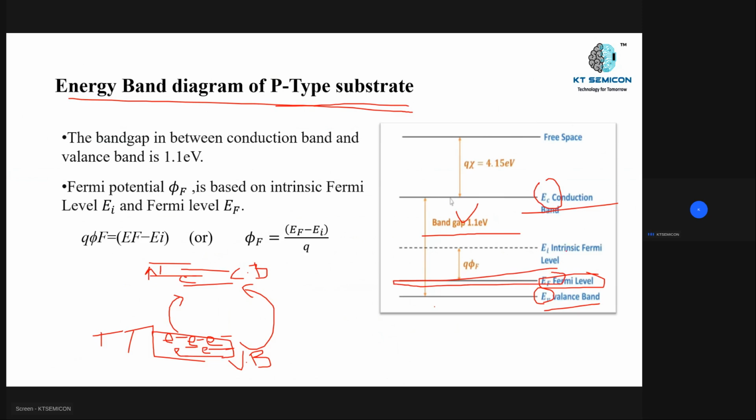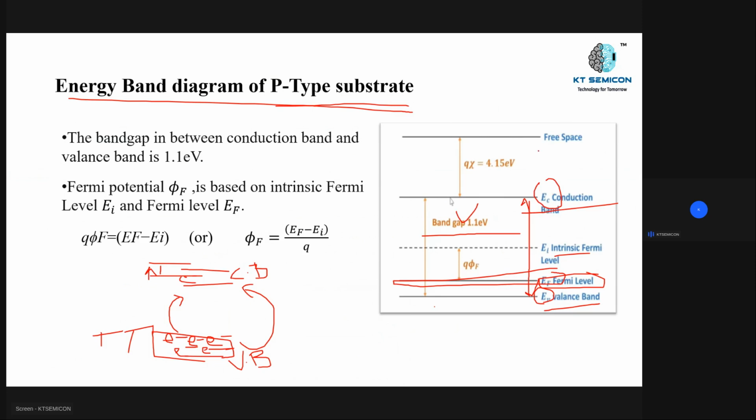My intrinsic Fermi level is exactly in between my valency band and conduction band. Why? Because for the intrinsic type we have an equal number of electrons and holes. That's why my intrinsic Fermi level lies exactly between my conduction band and valence band.